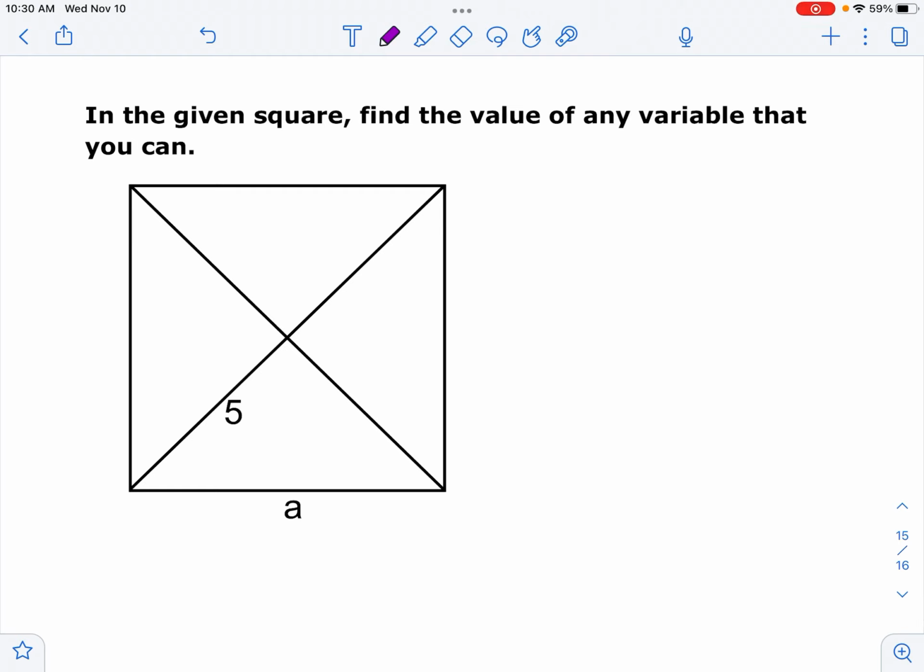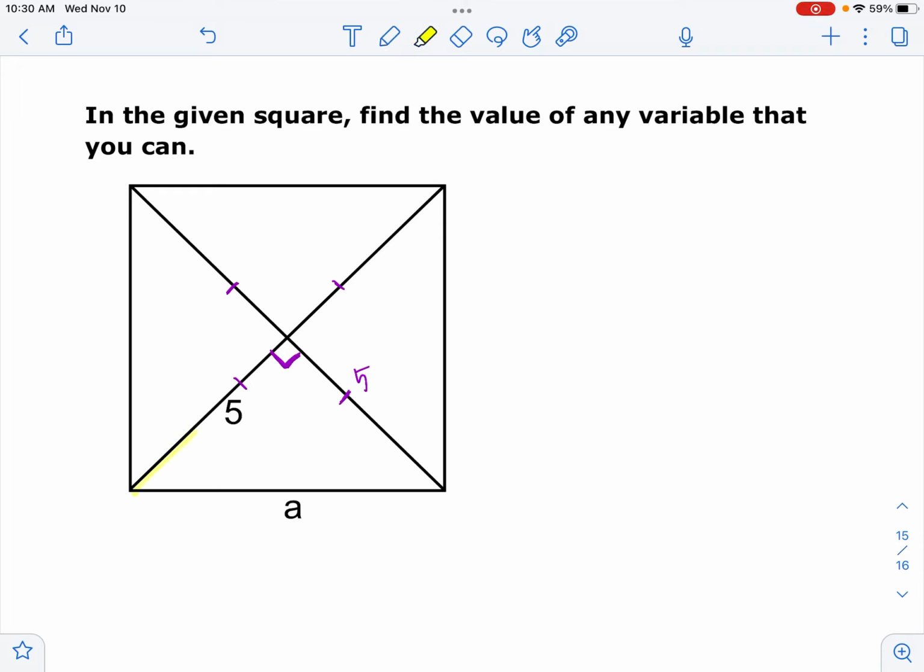All right. Next problem here. In the given square, find the value of any variable that you can. All right, so I know that this piece is congruent to this piece, which is congruent to this piece, which is congruent to this piece. So I do know this is 5. It wants me to find A. If you look, I know that the 4 sides are congruent, but they're not listed. So some people will want to say that you can't find A. But you can because of the fact that this is a right angle.